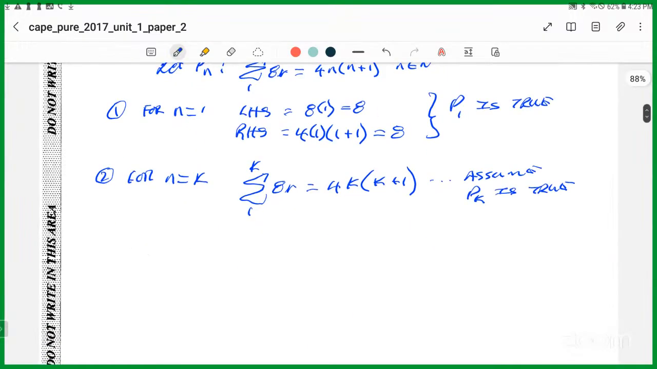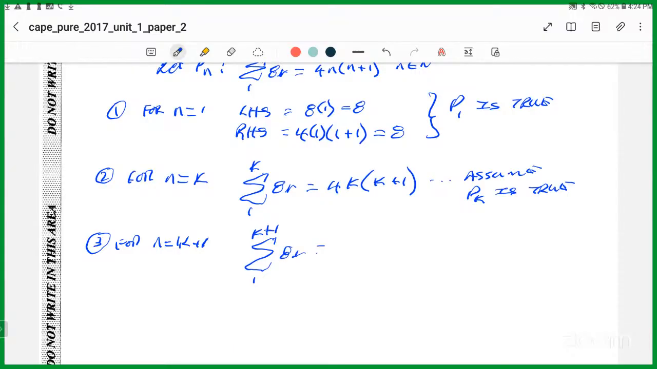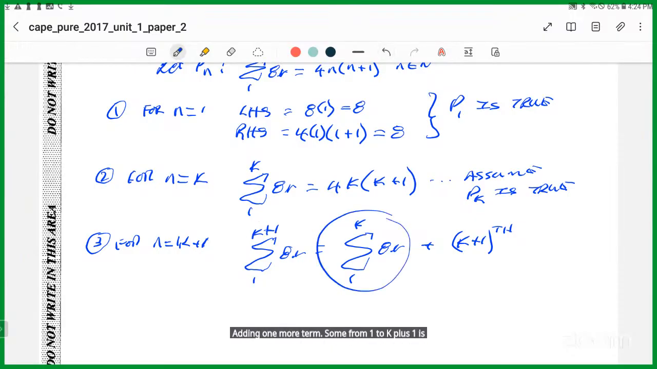Step 3 is the work phase, the induction phase, for n equals k plus 1. For n equals k plus 1, we end up having the sum from 1 to k plus 1 of 8r equal to the sum from 1 to k of the same 8r plus the k plus 1 term, by adding one more term. So the sum from 1 to k plus 1 is the sum from 1 to k plus one more term, which is the k plus 1 term, the last term.